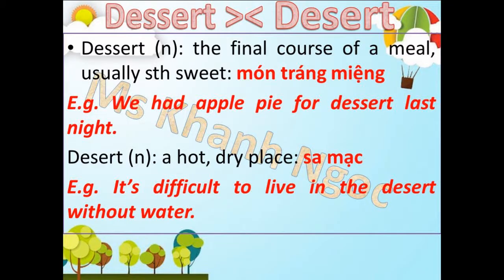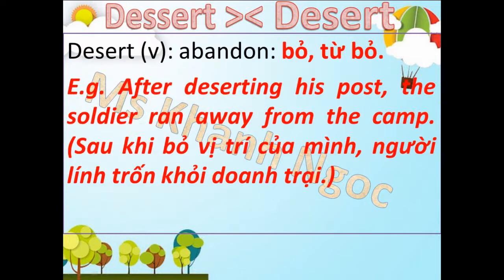Next pair is dessert and desert. Dessert, noun, the final course of a meal, usually something sweet. Example, we had apple pie for dessert last night. Desert is a noun which means a hot and dry place. Example, it's difficult to live in the desert without water. Desert, verb, means abandon. Example, after deserting his post, the soldier ran away from the camp.